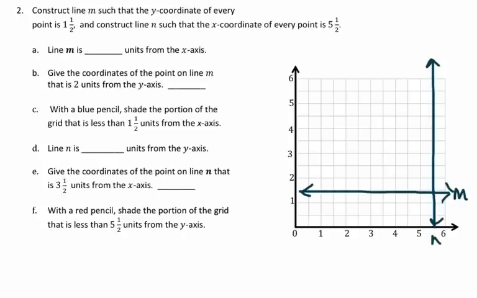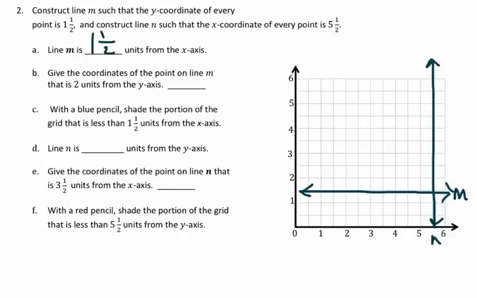Okay. So line M is blank units from the x-axis. So the x-axis would be right here, and we're looking at line M. So line M is 1.5 units away from the x-axis. So it would be 1.5.